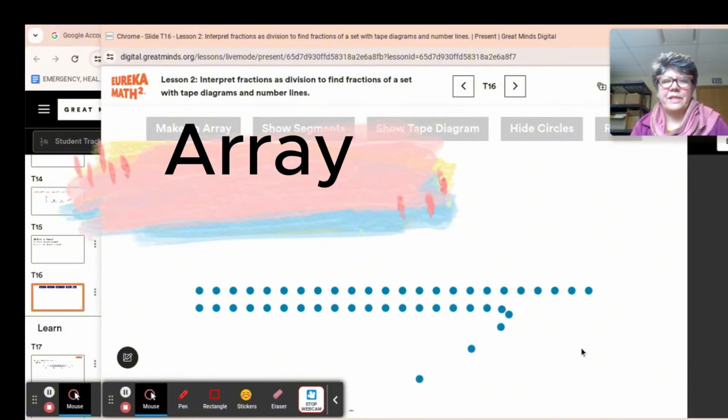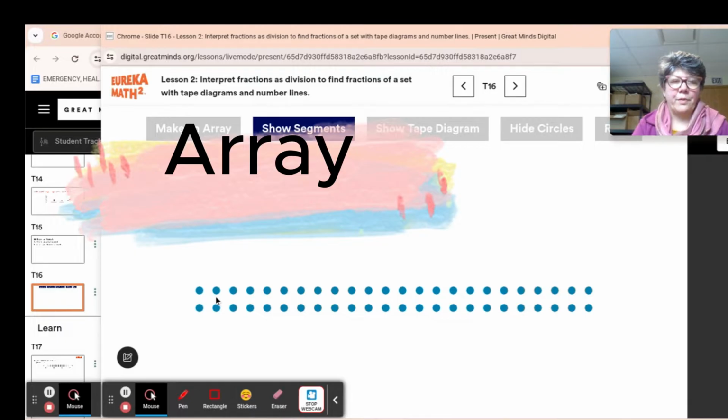Okay, so if this is 48 circles, we can see that we have 2 lines of 24, right? Because 24 plus 24 makes 48. Could we have made a different array? Because 6 times 8 equals 48, and 12 times 4 equals 48. So we could have made the array different, but we want to show 5/8 because 5/8 of the 48 pencils.